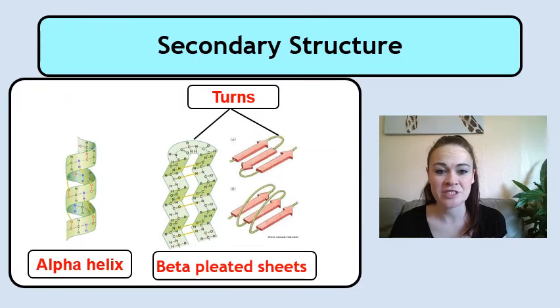Just to recap our secondary structures, we've got three of them: the alpha helix, the beta pleated sheets, which can be either parallel or anti-parallel, the anti-parallel ones being most common, and also turns. Now these shapes are all stabilised by hydrogen bonds that are occurring between the different R groups.